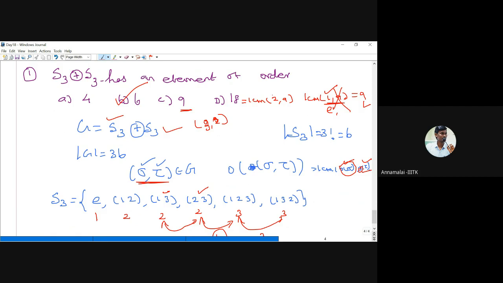So anyway, the permutation contains an element of order 2. Namely, you can take the 1, 2 permutation or the 1, 3 permutation or the 2, 3 permutation. But S3 does not contain an element of order 9 because the maximum order is 3. Therefore, 18 is not an answer.